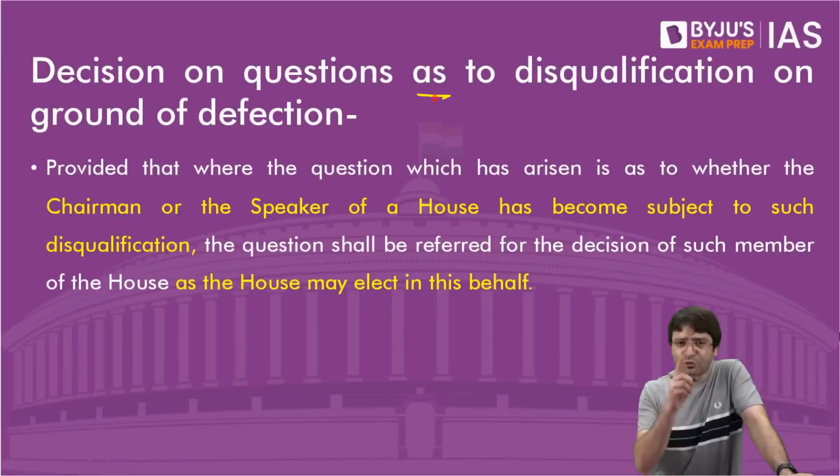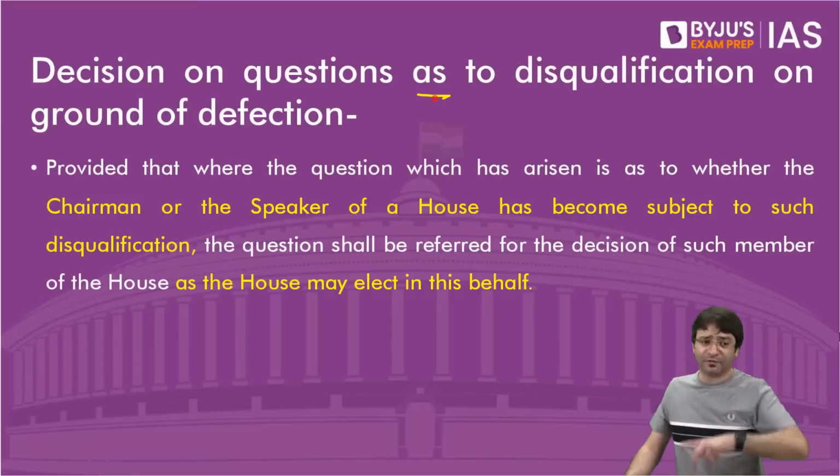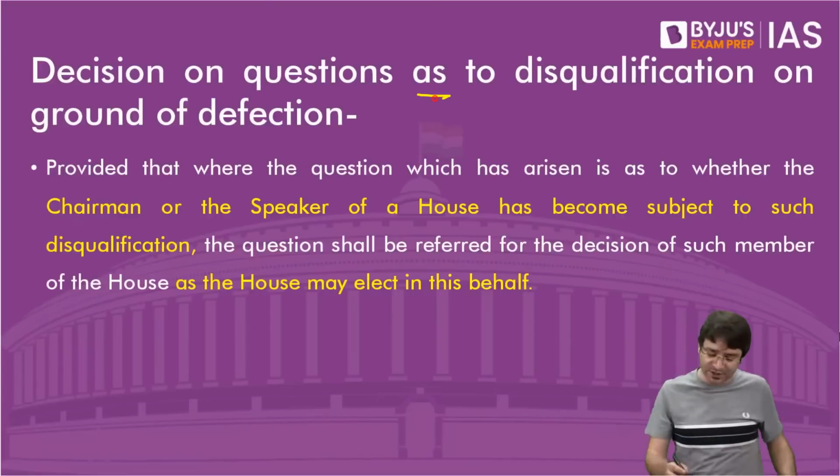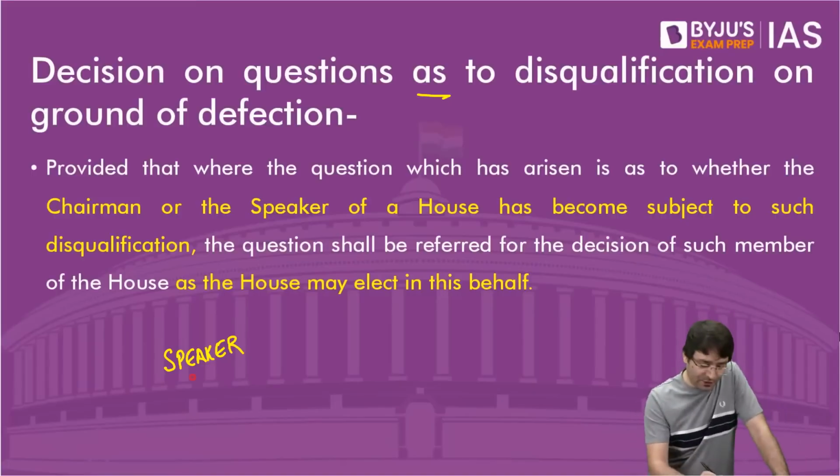Who will take the decision that one member should be disqualified for violating the anti-defection law? Who will take this decision? This decision shall be taken by the speaker. Speaker of Legislative Assembly, Speaker of Lok Sabha.